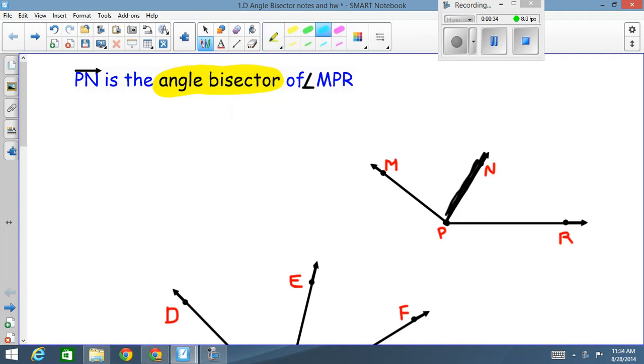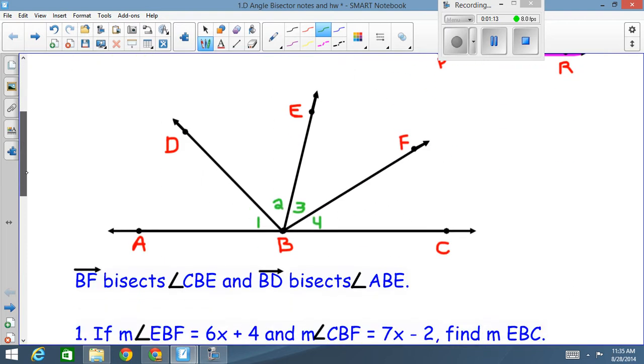PN is an angle bisector of the angle MPR. So what that tells us is that the angle MPN and angle NPR, those two angles are congruent. And remember, we show congruent with a notch mark like so. So whenever you see that, you know that those two angles are the same. Or if they tell you that there is an angle bisector, you want to mark up your picture with that particular marking. So let's show an example.